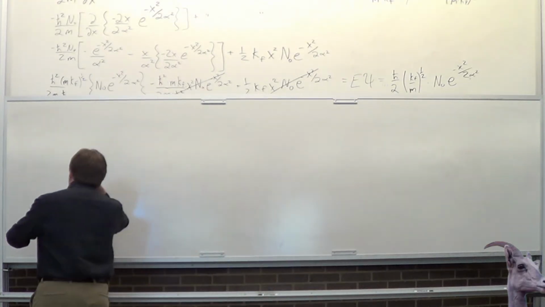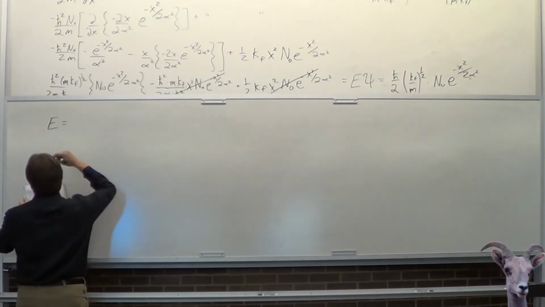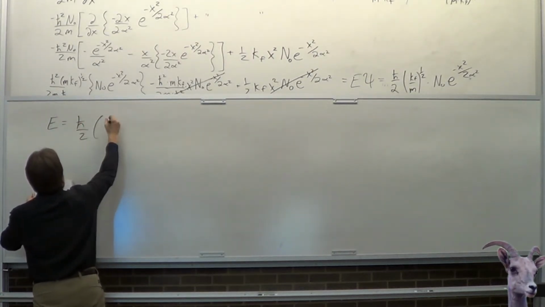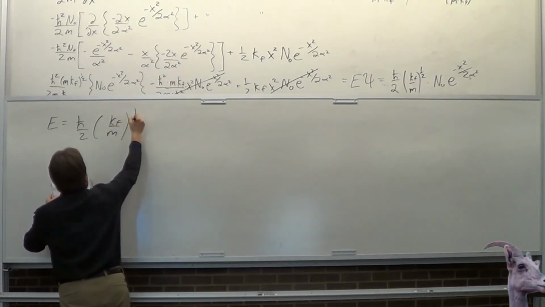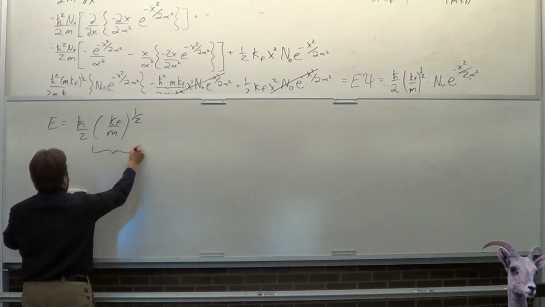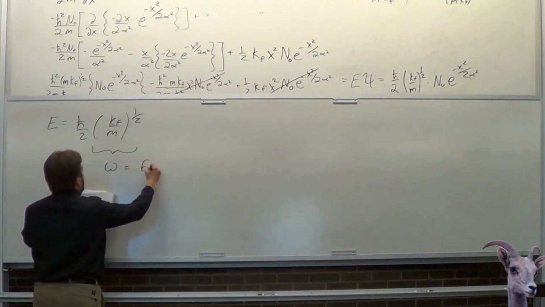Anyway, okay, so what we get from this is that the energy, I'm just going to write it again, is h bar over 2, okay, k over m to the half. Now, what I was blabbering about before was that, oddly enough, this is frequency.